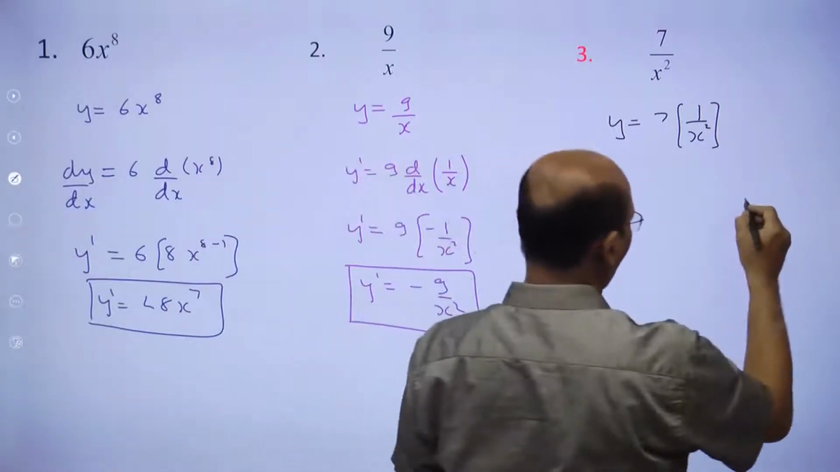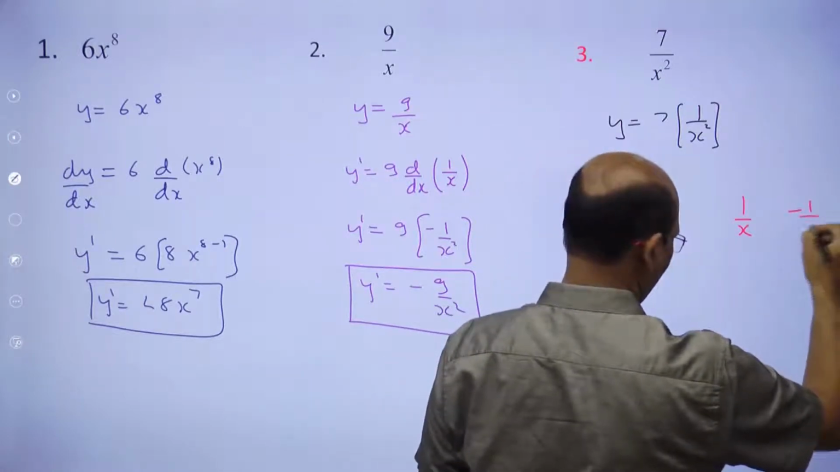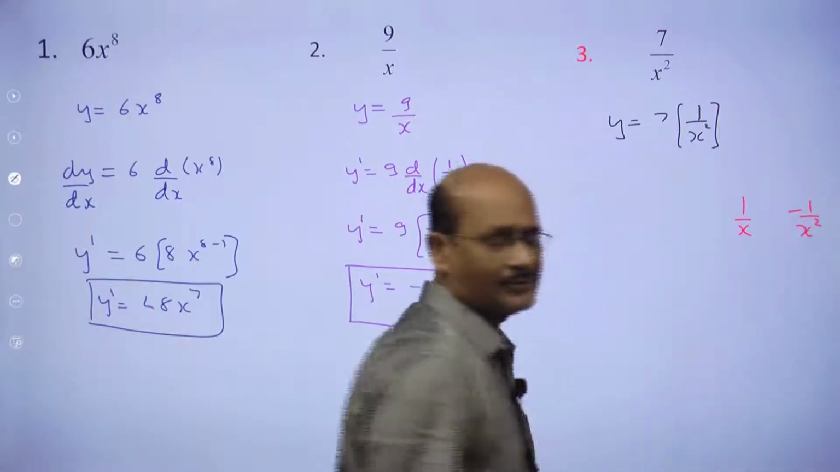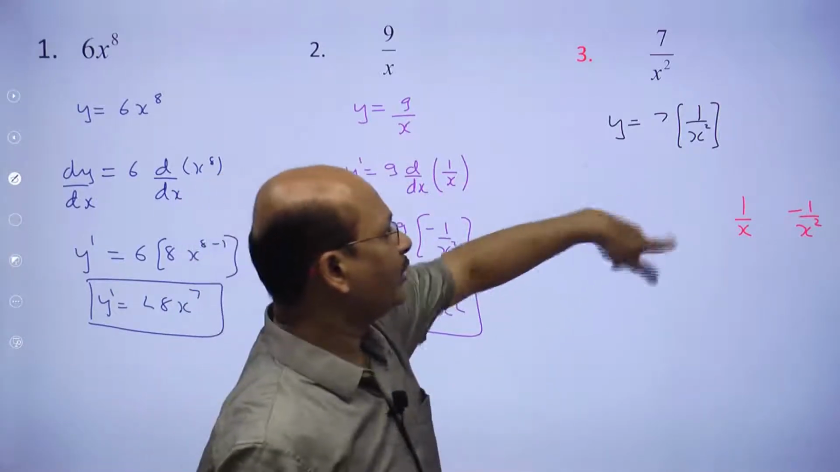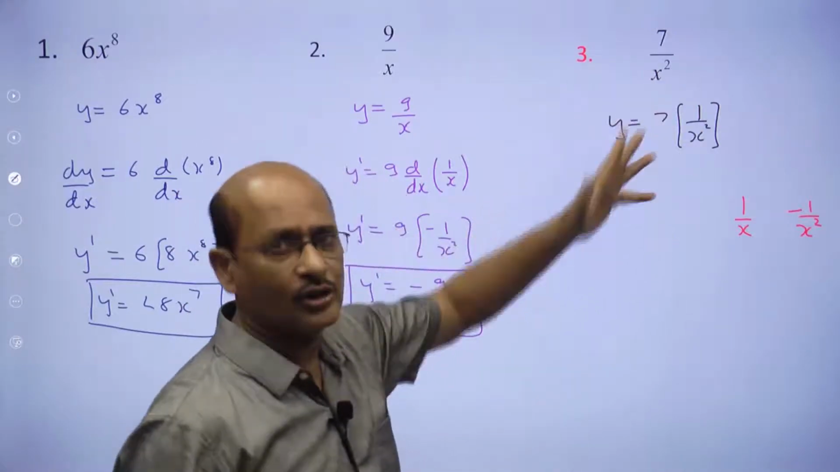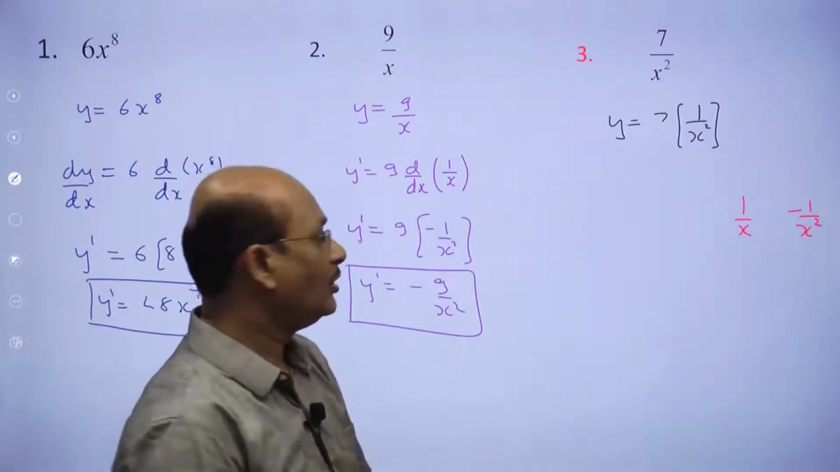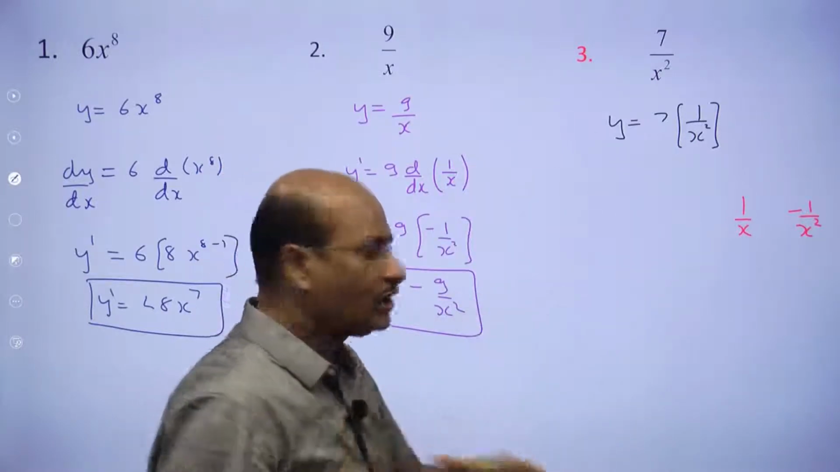Now, the derivative of 1 upon x is minus 1 upon x square. Do you agree with this? You can either take x raised to 2 up and do x raised to minus 2, that's not an issue at all. You can apply the power rule, you get the same answer. But I am going to give you shortcuts now as we go on.